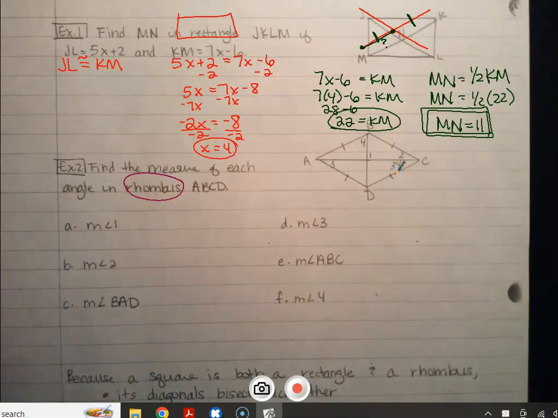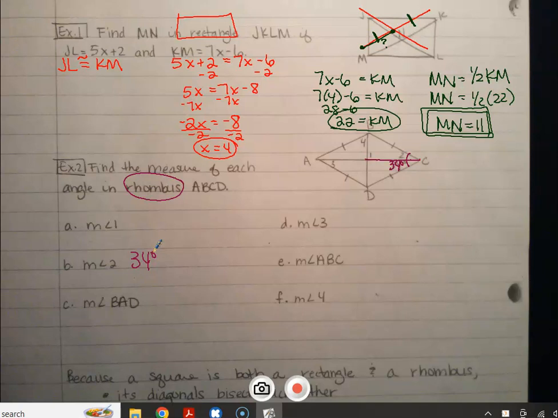All right, so let's look at that first one. Okay, so it says, again, this is 6.4.2. Each diagonal bisects two opposite angles. So this angle C right here has been bisected by this diagonal. So if this angle is 34 degrees, what do you think the measure of angle 2 should be? Yeah, it should also be 34 degrees, right? That's what bisect means, is those two angles are congruent.